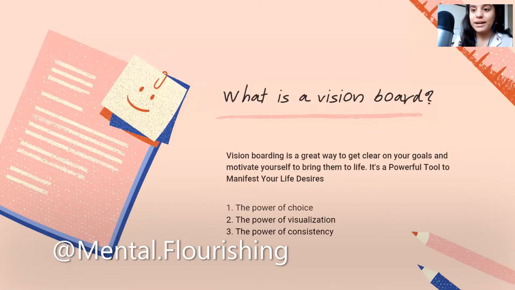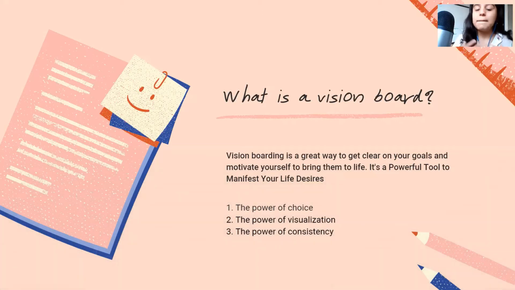Now, let's start with explaining what a vision board is. So basically, a vision board is a representation of your desires. It's a great way to get clear on what you want, what your goals are, and motivate yourself to bring them to life, to actually experience them in real life. And basically, it's a very powerful tool that is going to help you manifest the life of your dreams, the life you desire.